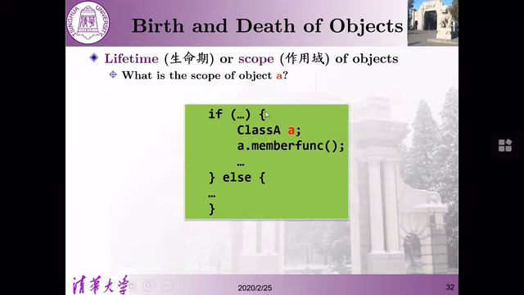We can see here, it is created here, right? So the scope of this object is this curly brace. This object will die here. Outside this scope, we cannot access it, right? So this is the scope, or the lifetime, of this object A.